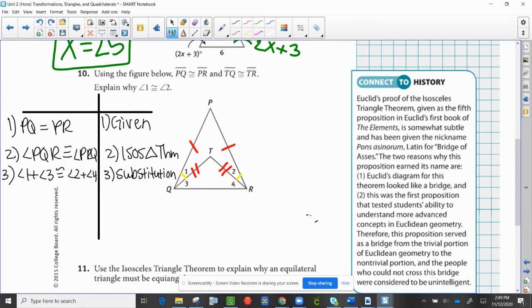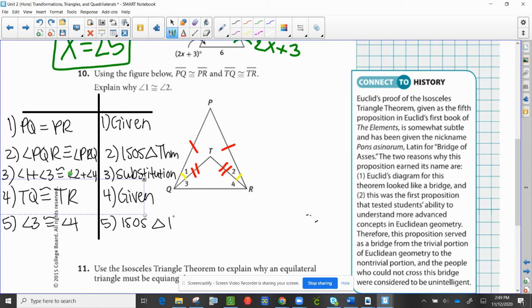So now if that's the case, our next thing we can look at is that littler triangle inside there where they told us that TQ was congruent to TR. That was given. Okay, so if that's the case in my little triangle, then those little base angles have to be congruent. So that means angle 3 has to be congruent to angle 4 because, again, the isosceles triangle theorem says if you have two equal sides, their angles opposite are also congruent.